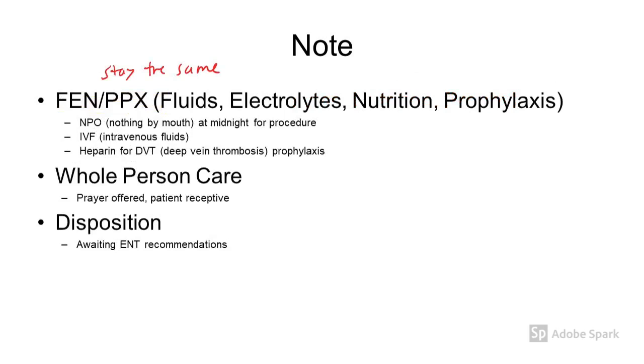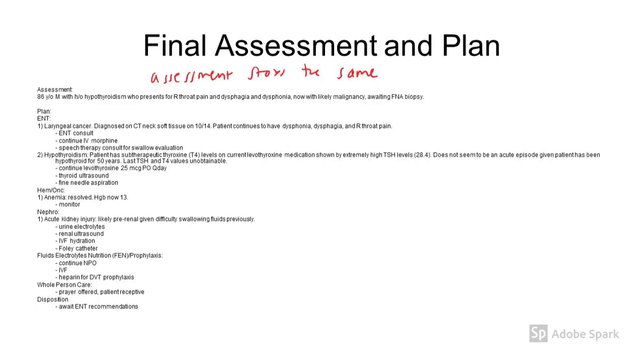And then you'll notice at the end of your systems-based assessment and plan, you still have FEN prophylaxis there, and a whole person care category and disposition, since those don't obviously fit into any specific system. Your final assessment and plan for your progress note that is systems-based would look like the following.